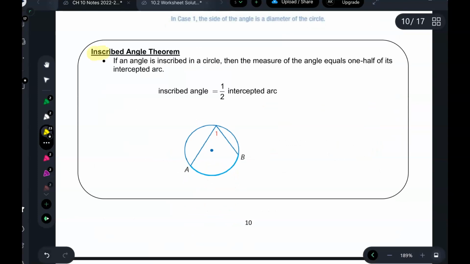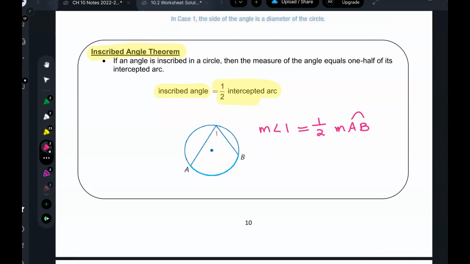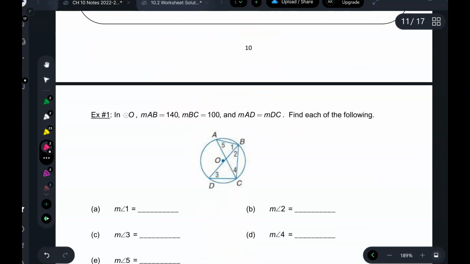All right, so got one inscribed angle theorem. Really simple. The inscribed angle is half of the intercepted arc. So that means the measure of angle 1 is half of the measure of arc AB. So if I told you arc AB was 100 degrees, then angle 1 would be half of 100, which is 50. Or if I gave you this was 60 degrees, then we would know the arc would be 120, right? Good.